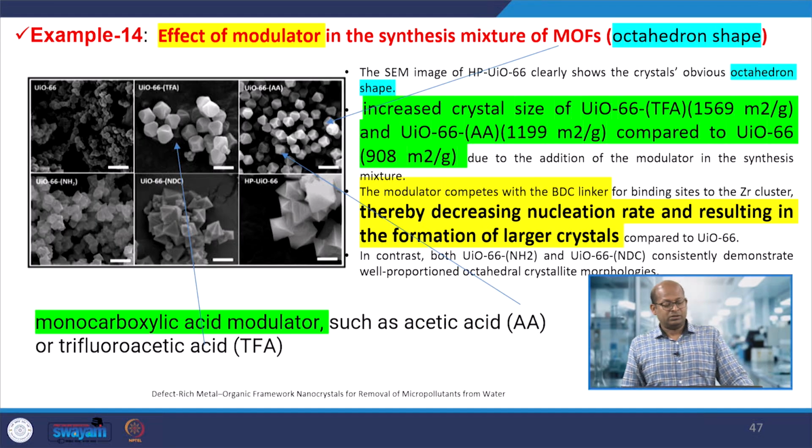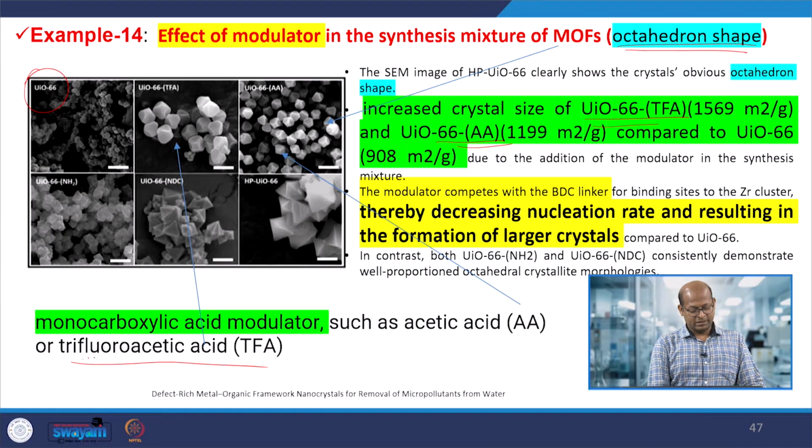Similarly, other modulators we can also use, so different types of structures form. Here UiO-66 material was prepared, which is a MOF type of material, and octahedron type structures form. So when TFA was used or acetic acid was used, TFA meaning trifluoroacetic acid, and only acetic acid is used, hence only acetic acid gives this type of structure and trifluoroacetic acid this type of structure.